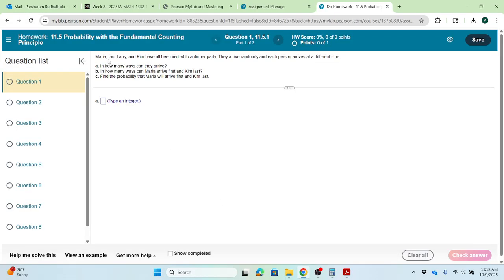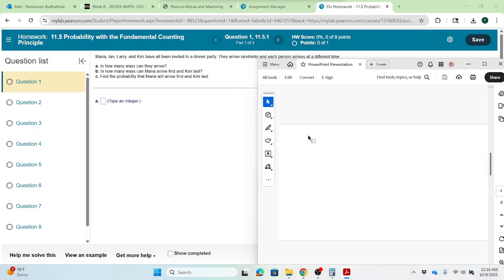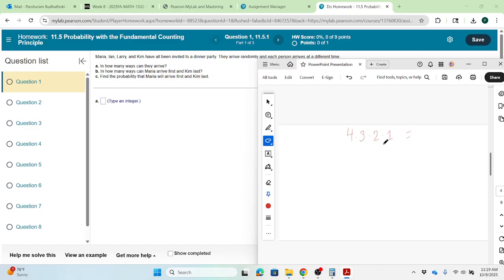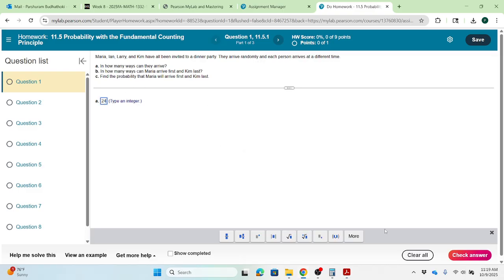Question number 1. Maria, Ian, Larry and Kim, 1, 2, 3, 4 different people, have all been invited to a dinner party. They arrive randomly and each person arrives at a different time. In how many ways can they arrive? Because there are 4 people, there are 4 factorial ways. First person could be anyone from 4, second person could be anyone from 3 choices. For the third one there are 2 choices, and the last one would be just 1. So 24 different ways to enter the party.